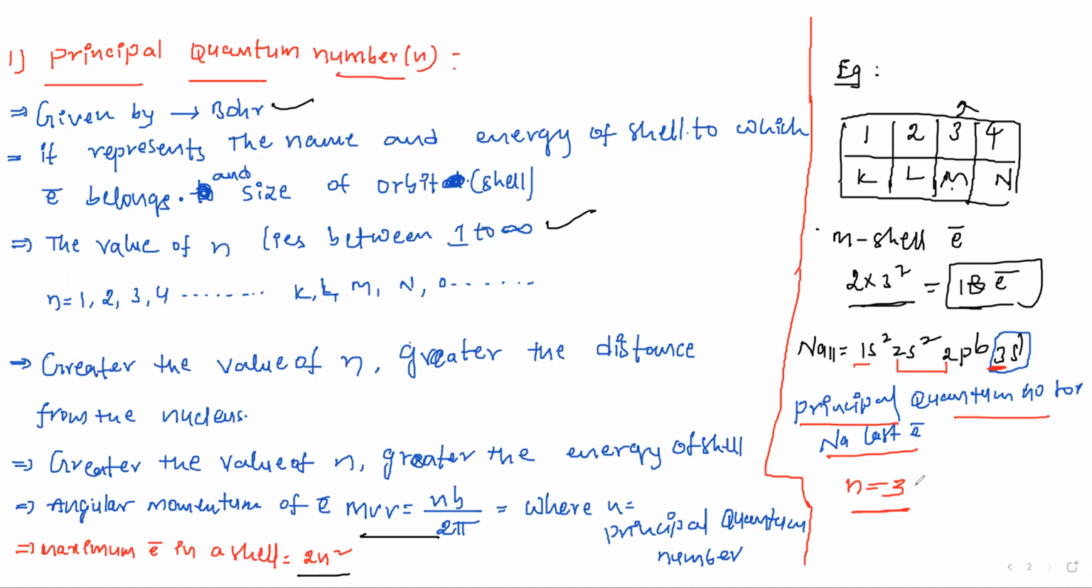So did you understand the principal quantum number? Simply, it tells about shells only, the size and energy of the shells, and we can find the maximum electrons in a particular shell using the formula 2n². Okay, is it clear to everyone? Any doubts?